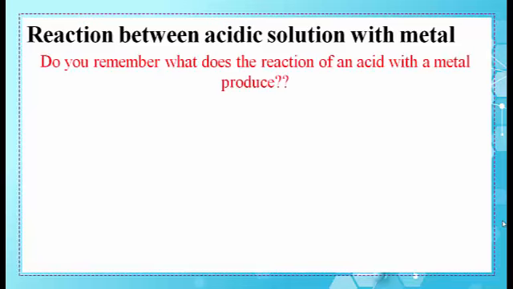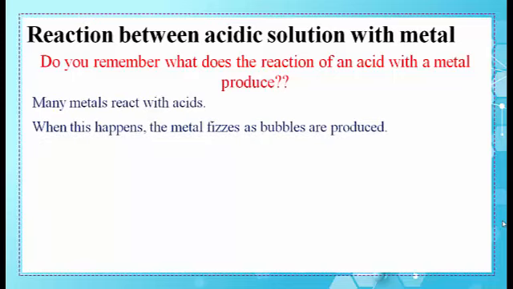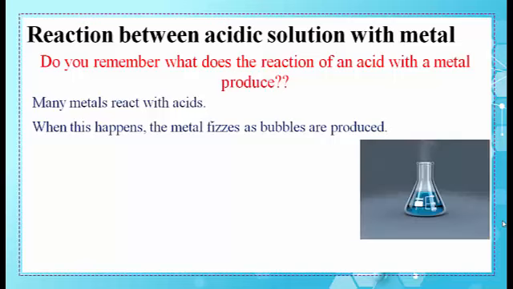Reaction between acidic solution with metal. Do you remember what the reaction of an acid with a metal produces? Many metals can react with acids. When this happens, the metal fizzes as bubbles are produced.